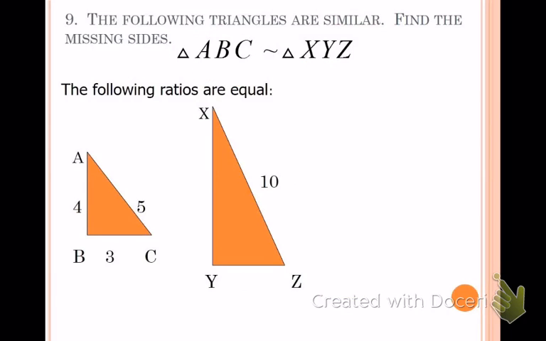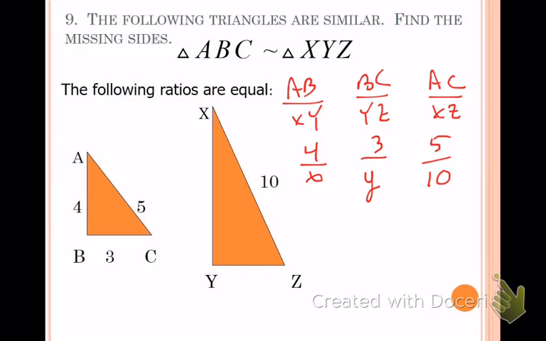Can you write the corresponding side ratios, and then figure out how to set them equal to each other to find what you need? Try to set it up, and I'll show you what you should have done in just a second.